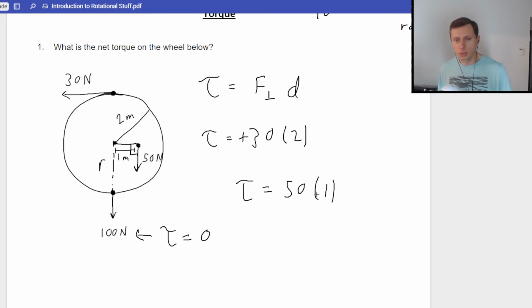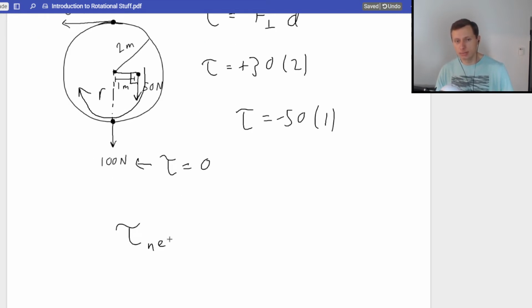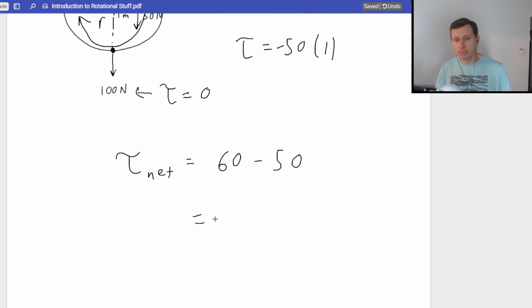So it's 50 times 1, and is it positive or negative? Well, notice this 50 Newton force, if I draw an arrow in the direction of motion, it looks like it's causing the wheel to spin clockwise. We say clockwise is negative, so it's negative 50. So what does this mean? If I were to find my net torque, it's going to be 30 times 2, which is 60, plus 0, which we don't care about, and then minus the 50 torque. The answer is going to be 10, and what's the units for torque? It's going to be the Newton times meter.